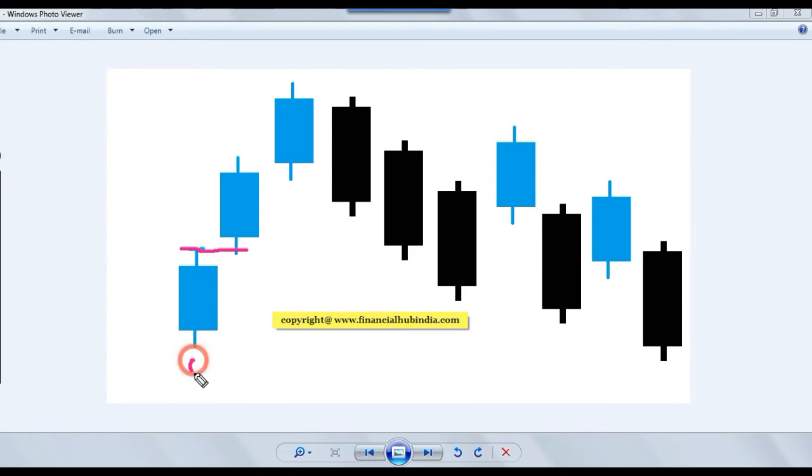If I consider this is candle 0, and this is candle 1, and this is candle 2, I'm saying whenever you see candle 1 crossed the high of candle 0, that's the condition. Whether candle 1 closes above it or doesn't close above it doesn't matter. Then you will have to draw a line from candle 0 low to candle 1 high. That's it. That's the concept.